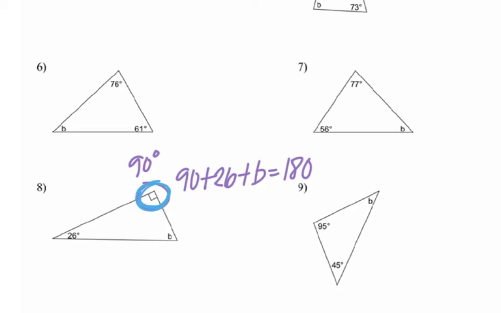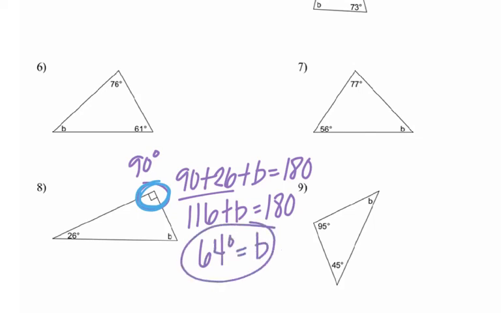So then we answer everything the same way. So 90 plus 26. First thing you're going to do is add that. So you get 116 plus B equals 180. So then we are going to subtract to see 116 plus what is 180, and it's 64. So 64 degrees equals angle B.